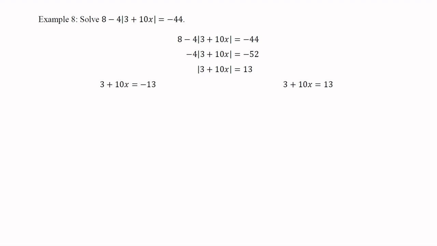In the first, we subtract 3 from each side, then divide by 10 to get negative 16 over 10. On the other, we subtract 3 to get 10x equals 10, so x equals 1 when we divide each side by 10. So our solution set would be negative 8 over 5 and 1.